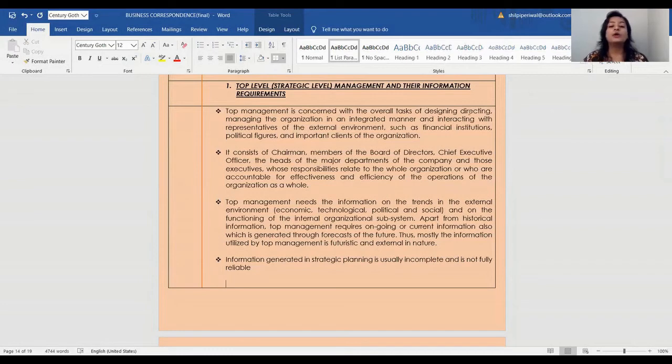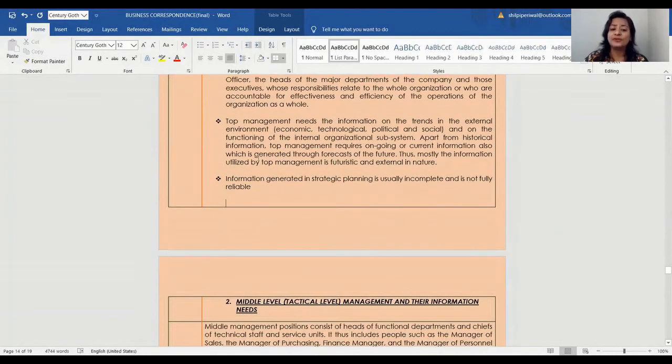All right. Now, this plan, this information is very incomplete. It is not totally reliable because we are predicting the future, right? Future information can never be accurate. And another thing is that this information, whatever the top management utilizes, is external in nature, because that information is not coming from within the company. It is coming from outside, because the latest trends in your industry, we get from outside the company, right? So it is external in nature.